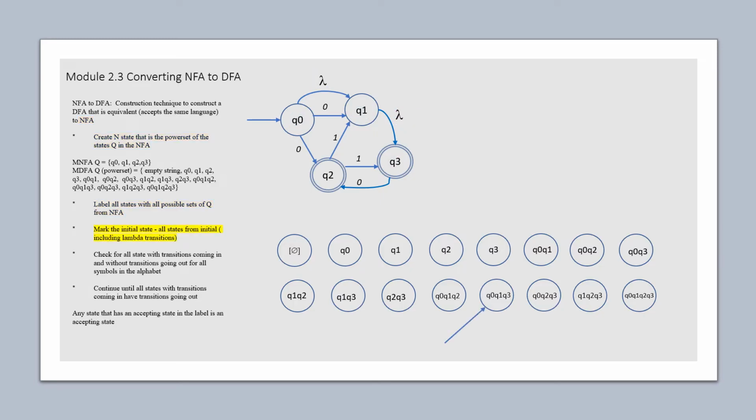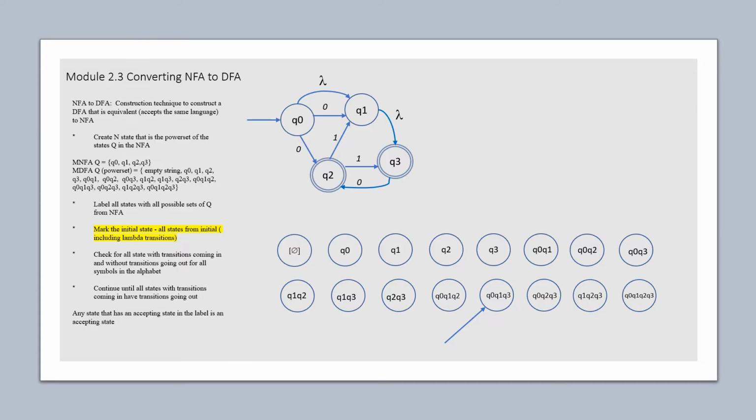Now later you can rename this when you have your DFA, but for right now, to keep the relationship and keep things clear, we will keep these names on our states. Okay, so now that we have marked our initial state, Q0, Q1, Q3, now we have to check where we can get from Q0, Q1, Q3 with a 0.